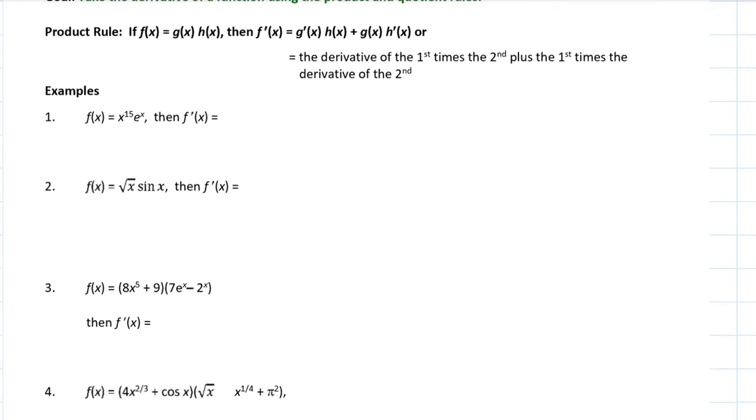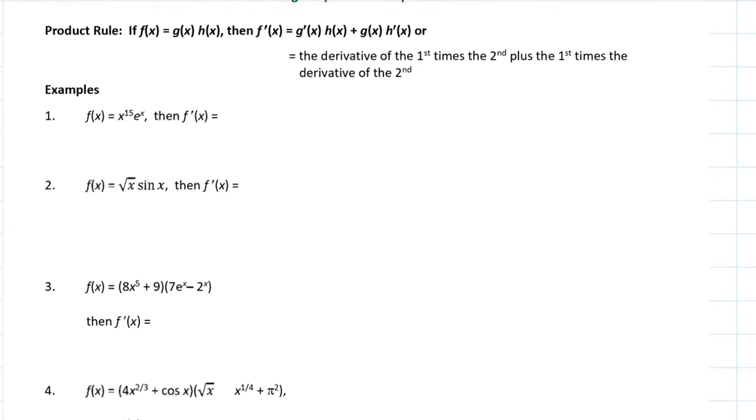Okay, notice the product rule up here. It's going to make a lot more sense once we start doing it. But it says if f of x equals g of x times h of x, so these are two different functions that are being multiplied by each other, then the derivative of f is the derivative of g, that's the first one, times h, no derivative there, plus g, the first one, times the derivative of h, the second one. And so if you look, I put it in words here too: the derivative of the first times the second plus the first times the derivative of the second.